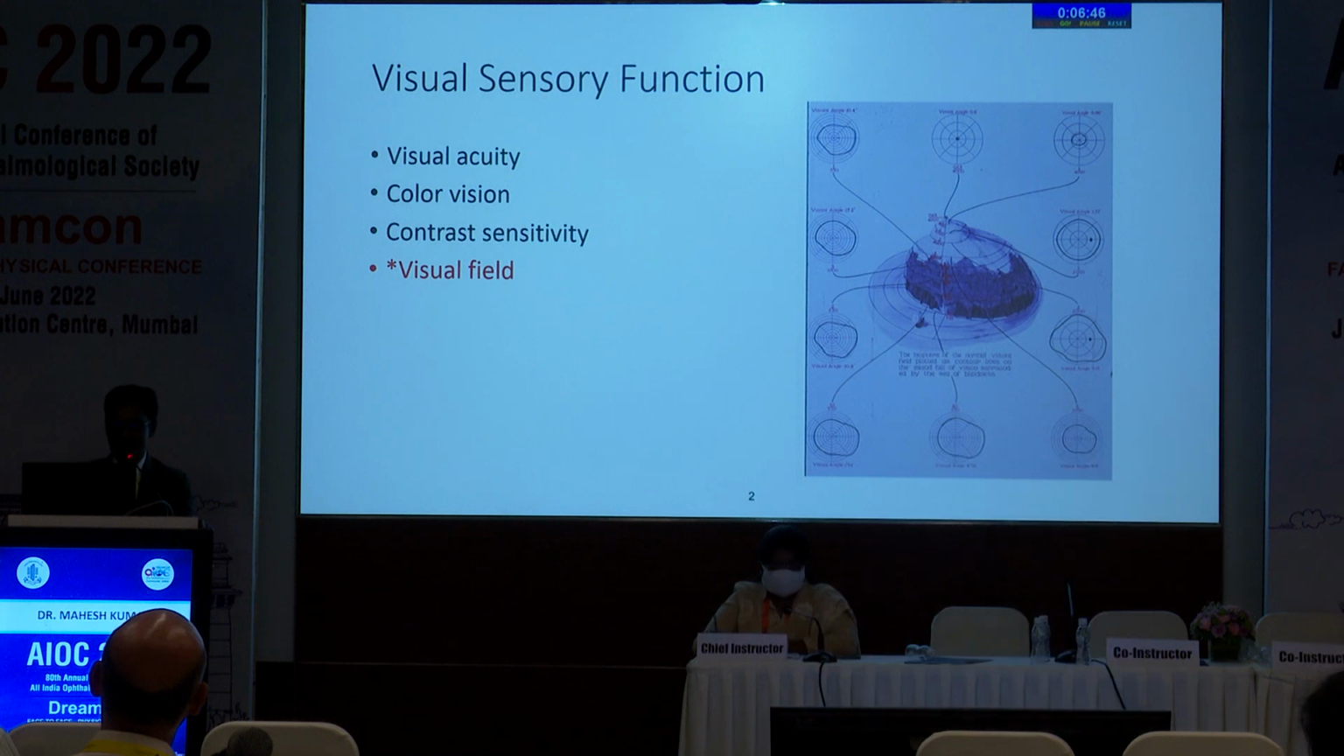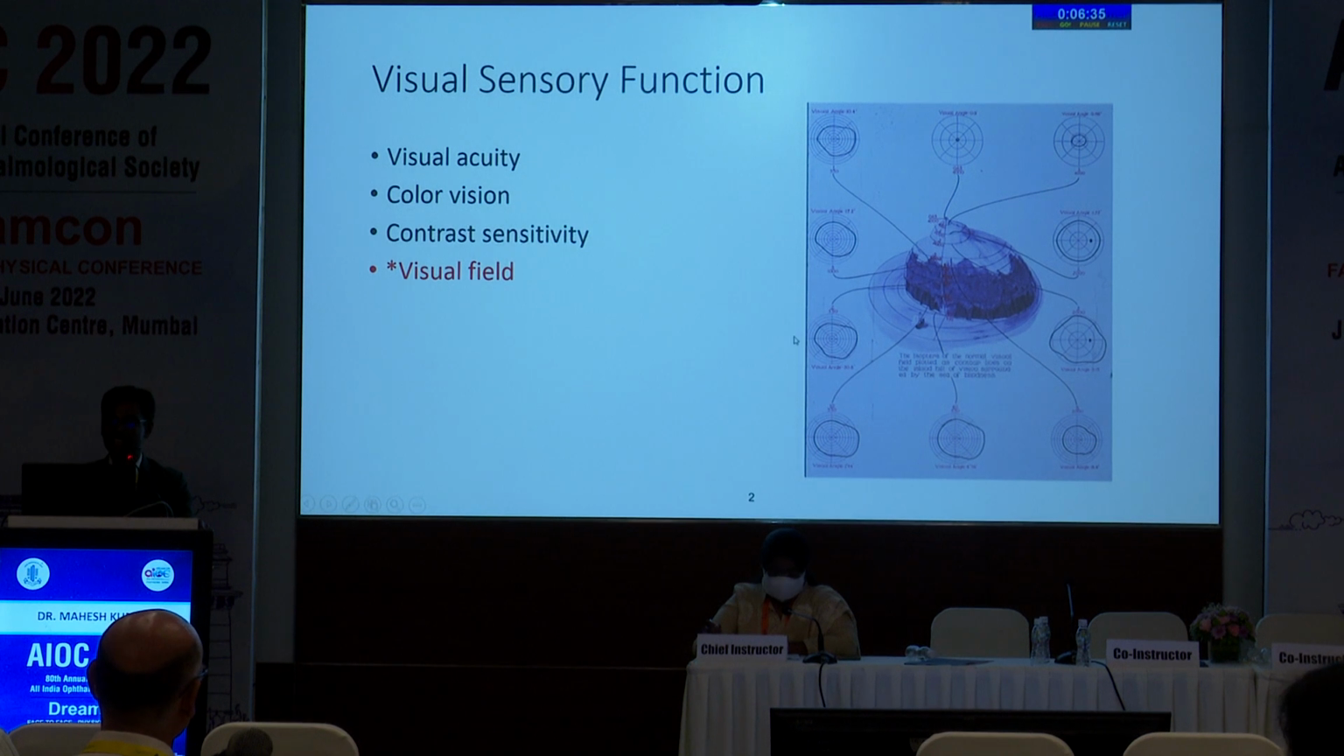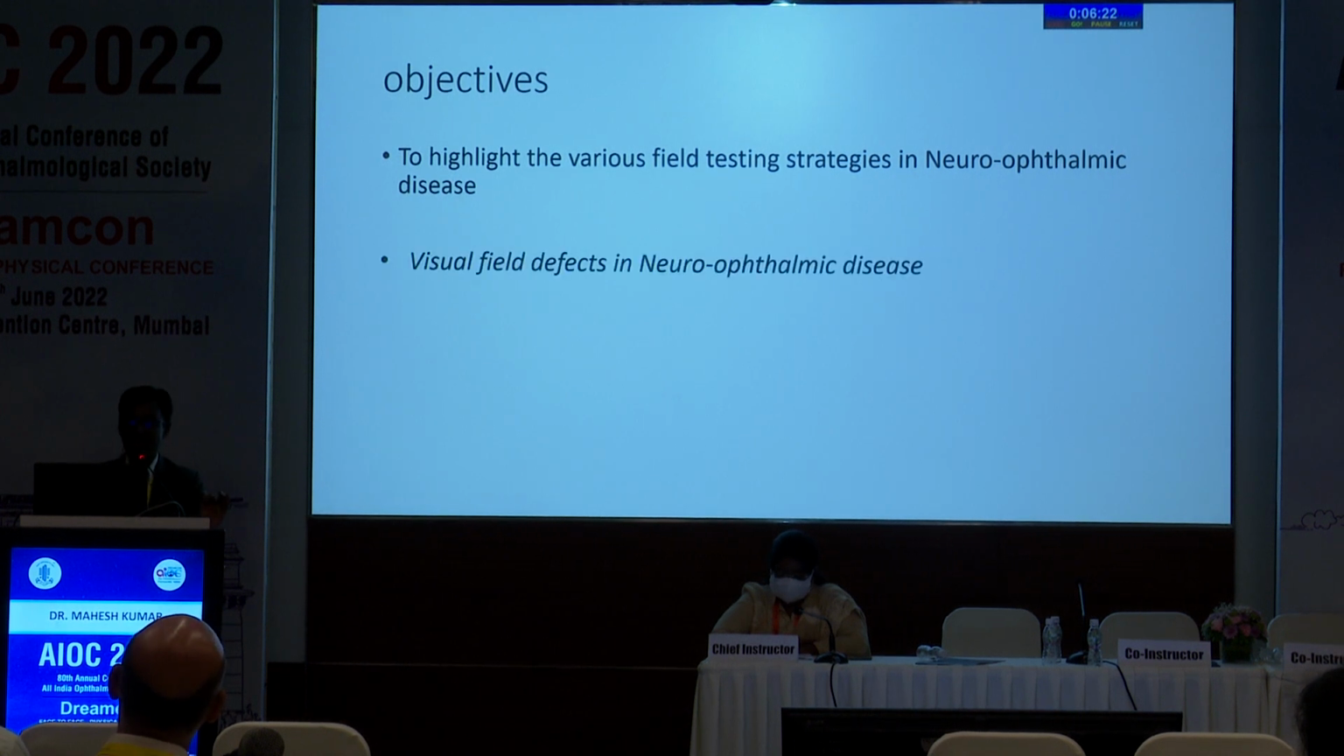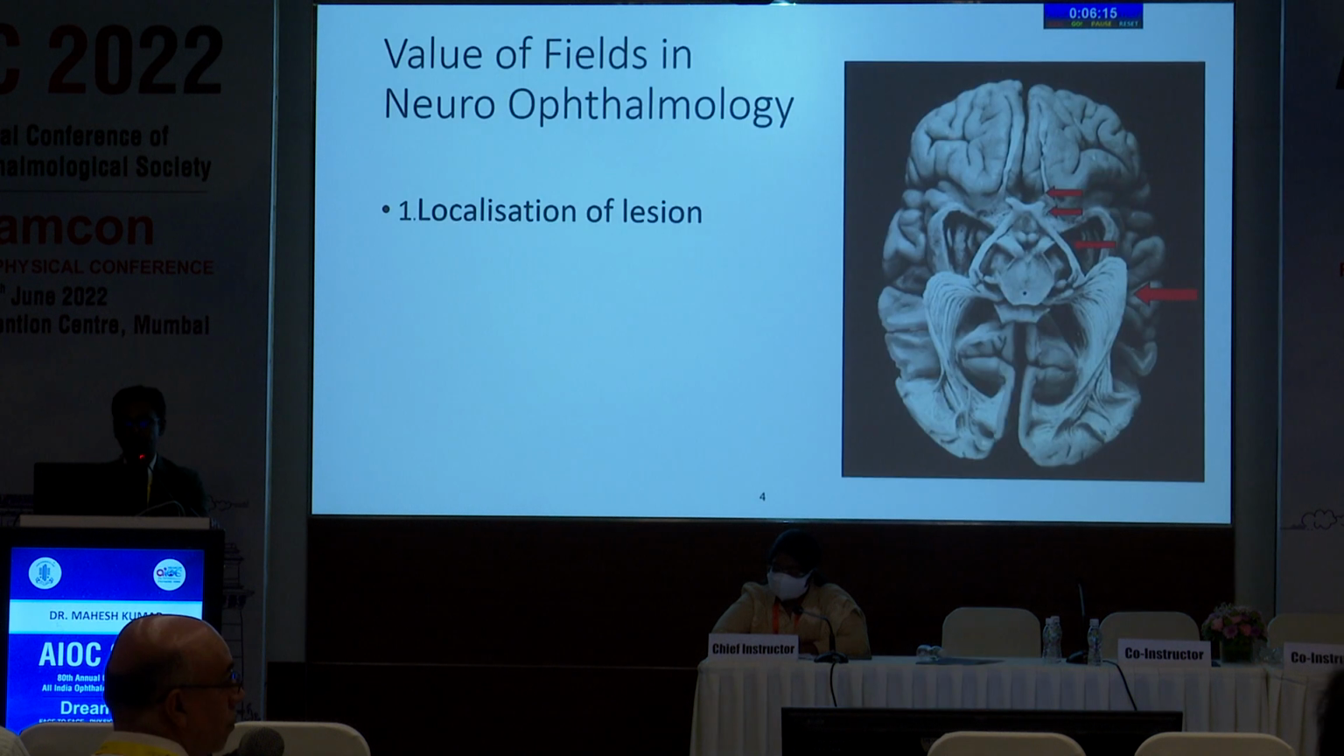So visual fields is one of the most important visual sensory functions, the others being visual acuity, color vision, and contrast sensitivity. This figure is for the postgraduates. It's a hill of vision surrounded by a sea of blindness, and this turquoise hill of vision, I hope all the postgraduates remember this. The objective of this presentation is to highlight the various field testing strategies in neuro-ophthalmic diseases. And to some extent, I'll be covering the visual field defects in neuro-ophthalmic diseases.